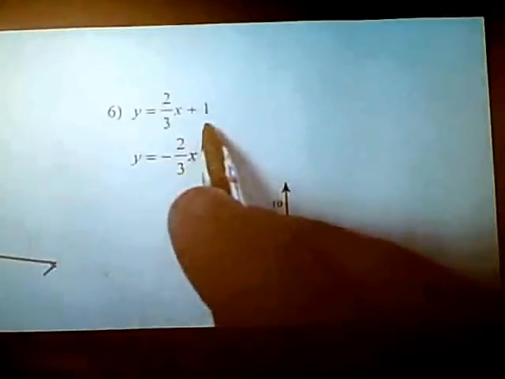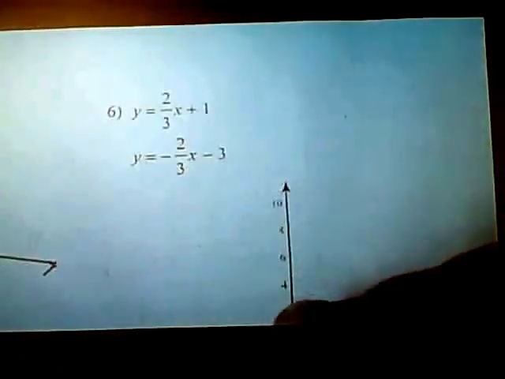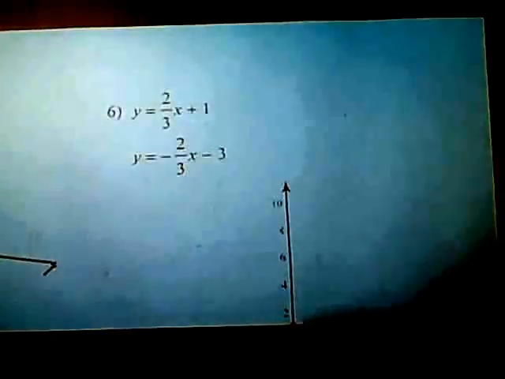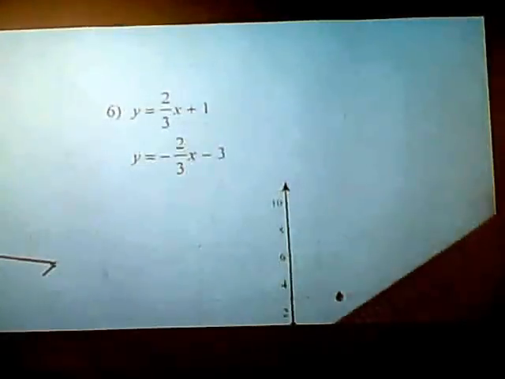Again, we're going to start with our y-intercept of 1. Plot my point on my 1 right there. Then I'm going to go up 2, 1, 2, and then over 3 to the right. 1, 2, 3. Somewhere in there. I've got 2 pretty good points there.